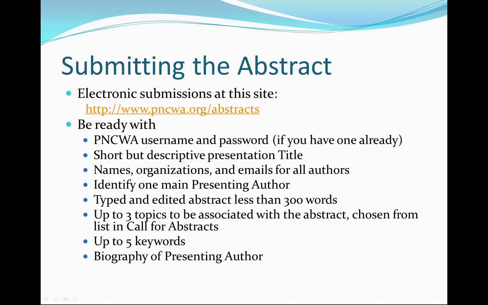You need the name and the company or organization and email addresses for all the authors. You need to be ready to identify one main presenting author. And then, of course, you have your typed and edited abstract that's less than 300 words. You'll be given the opportunity to choose 3 topics to associate with the abstract. The list of topics is in the call for abstracts, and it will also show up on your screen when you're submitting the abstract.